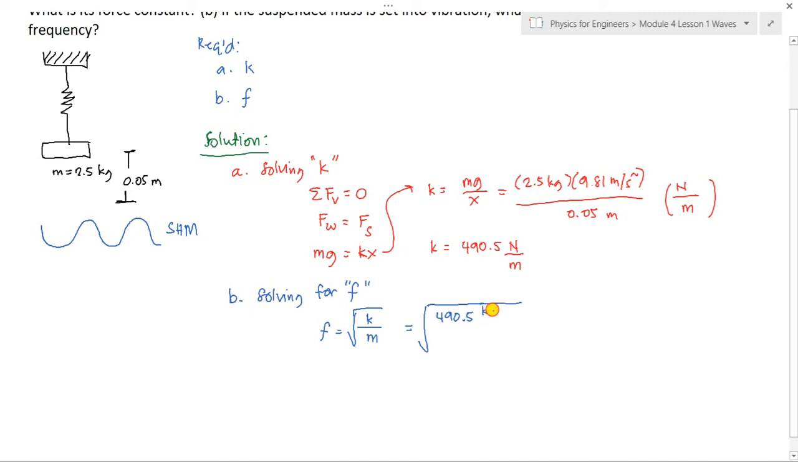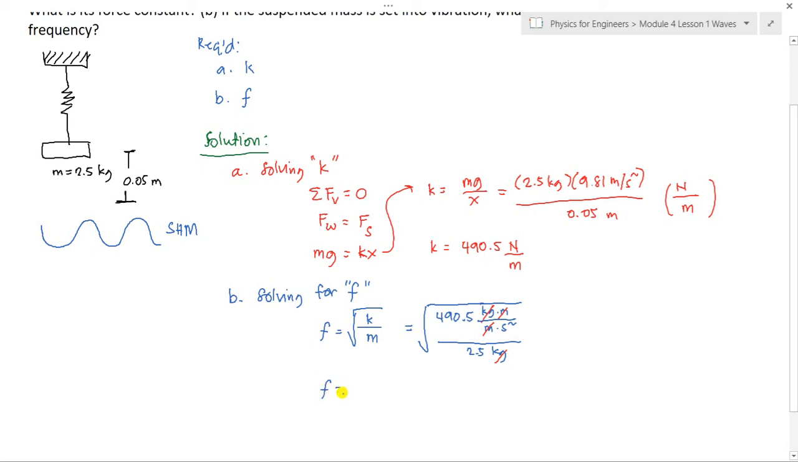The Newton here is in kilogram meter per second squared, divided by mass, which is 2.5 kilogram. So here, cancellation of the units. Kilograms in the upper cancel with the lower. Meter cancels with meter. So what's left is per second. That is radian per second. So therefore, the result here is in radians per second.